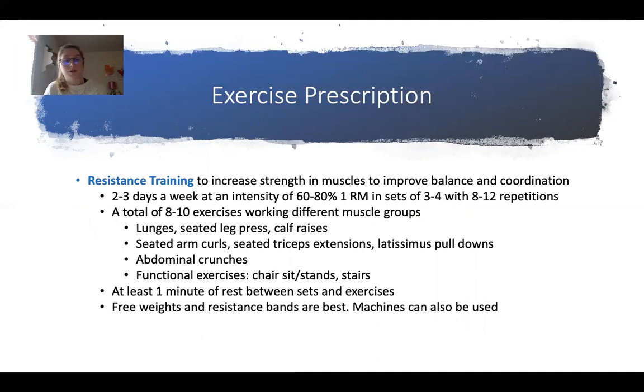She will be doing this 2 to 3 times a week at an intensity of 60 to 80% of her 1 RM and sets of 3 to 4 with 8 to 12 repetitions. And it's important that she targets all of the main muscle groups in her body. And here are some examples of exercises that she can use. Functional exercises are also very important because they relate to her daily life. And she should be getting rest for at least 1 minute in between each exercise. Free weights and resistance bands are the best way to get her resistance training in.